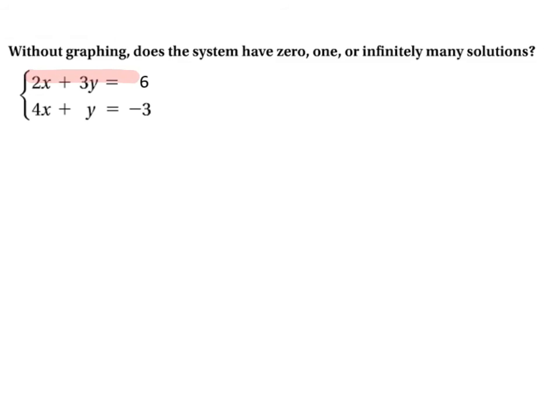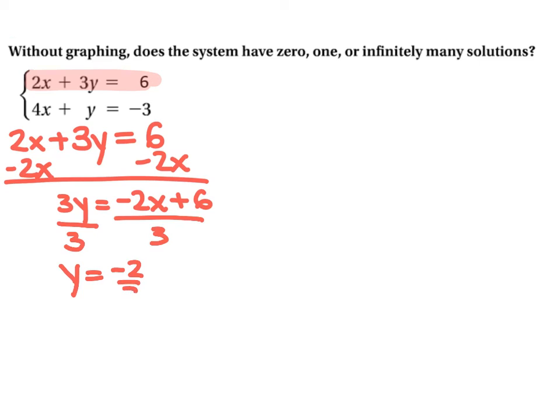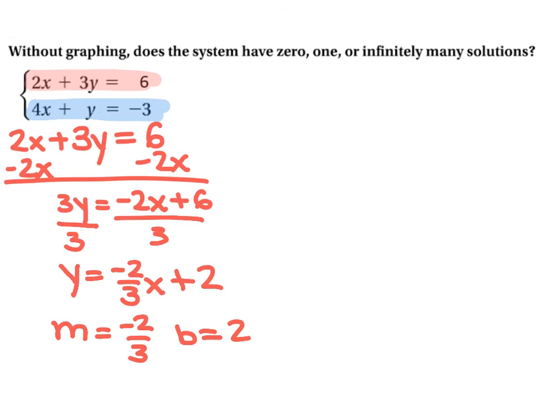For the last example, our first equation is 2x plus 3y equals 6. To get y by itself, I first subtract 2x from both sides. So I'll have 3y equals negative 2x plus 6. Then divide both sides by 3 to get y equals negative 2 over 3x plus 2. So the slope is negative 2 over 3. The y-intercept is 2.